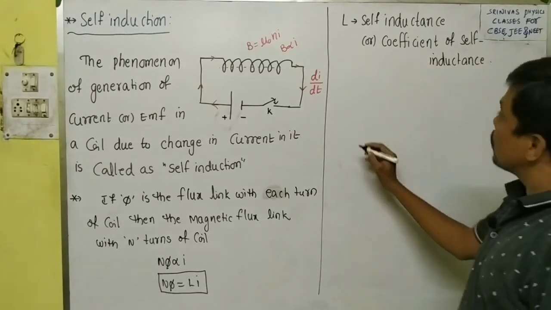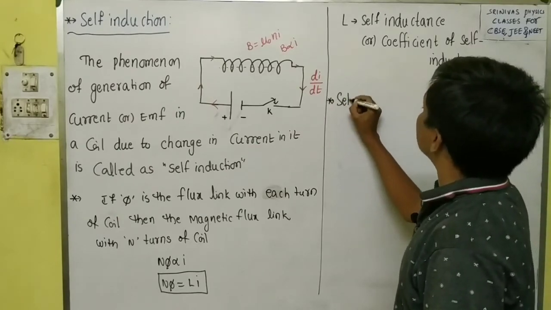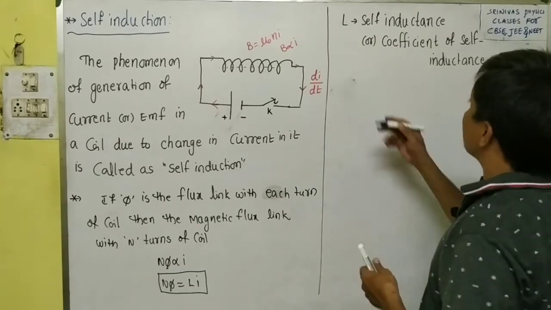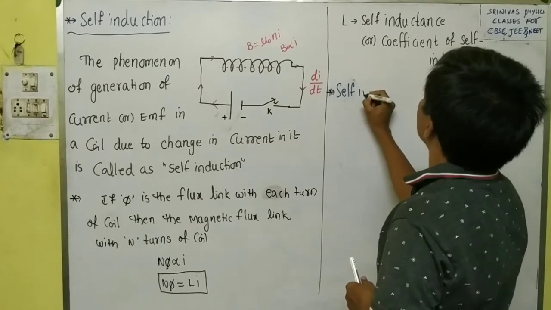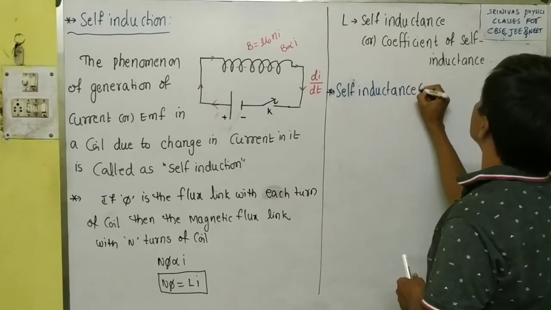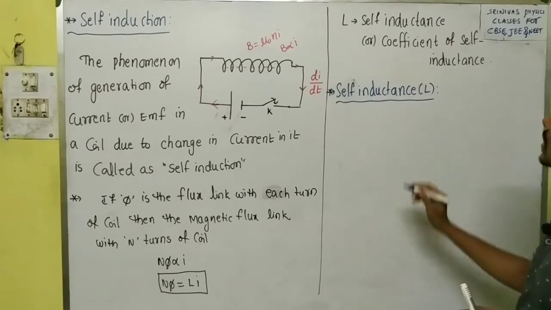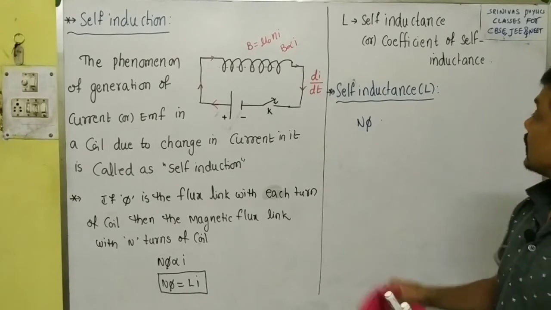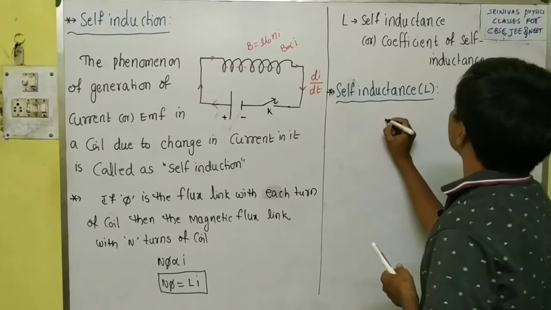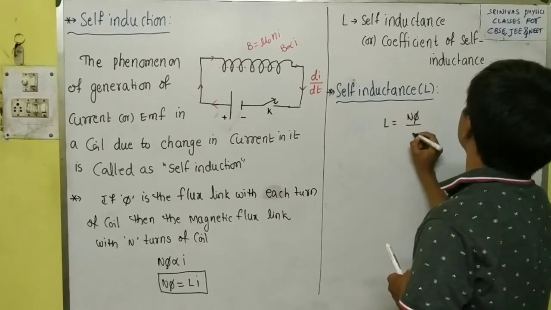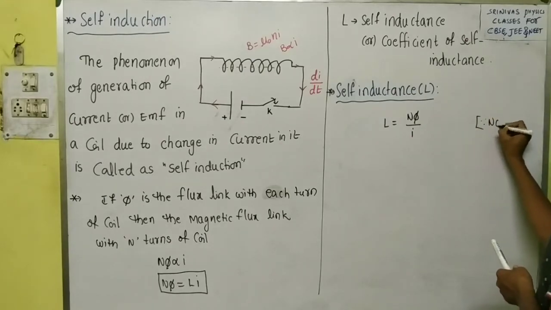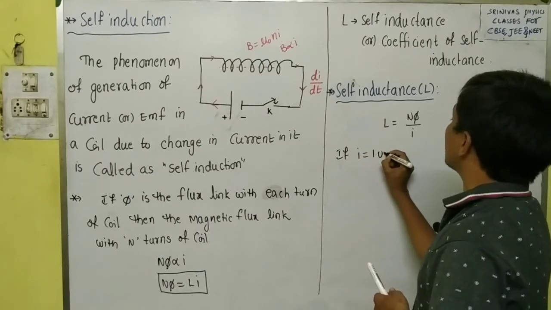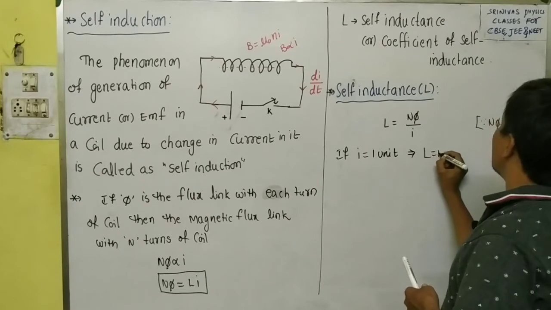Now I want the definition of self-inductance and its formula. I will write the heading: self-inductance. First we write the formula for self-inductance. We know here N phi is equal to L i. From that we write L is equal to N phi by I. This we write from the general equation. If I is 1 unit, if you take the current as 1 unit, then L is equal to N phi.